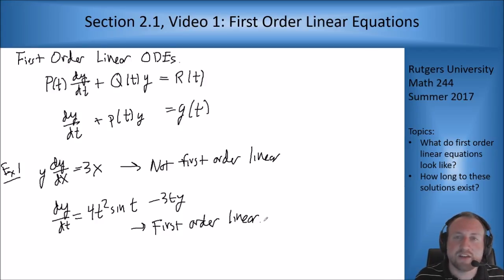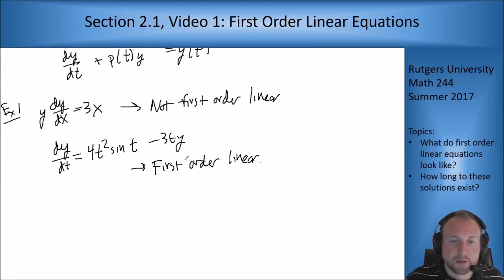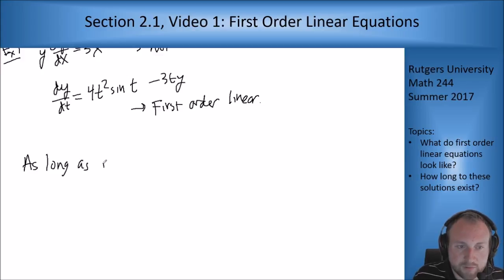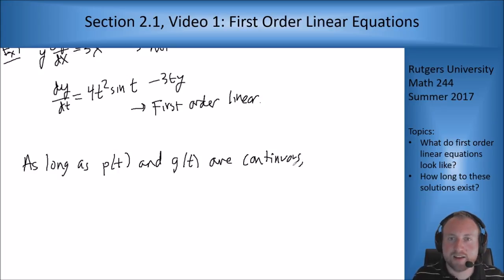Now, in terms of the existence stuff, where the solution can just stop existing because the curve goes vertical, we actually have a much, much easier condition here. We'll talk about this more specifically when we get into section 2.4 about existence and uniqueness theorems. But as long as little p of t and g of t are continuous, the solution is totally fine. It exists, it doesn't go vertical, nothing goes wrong.